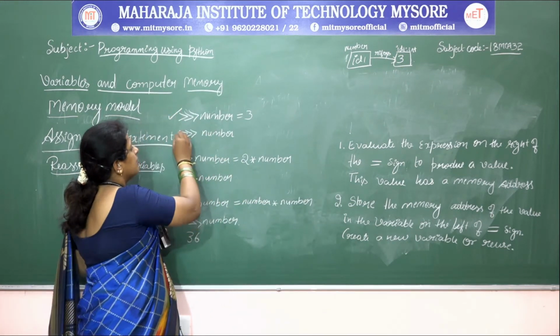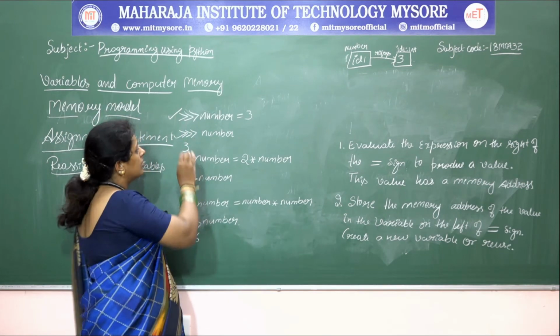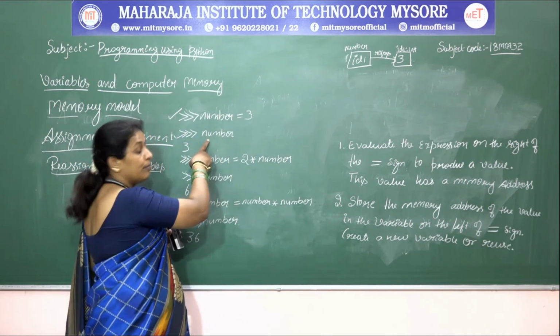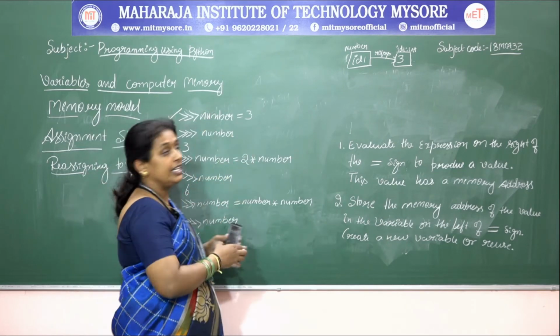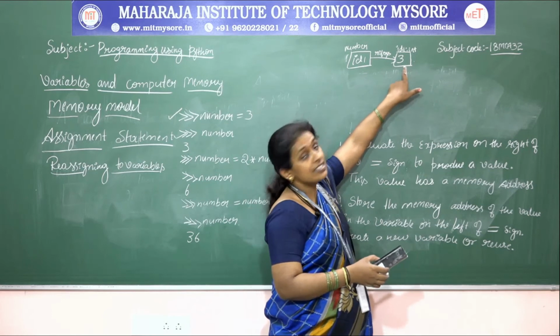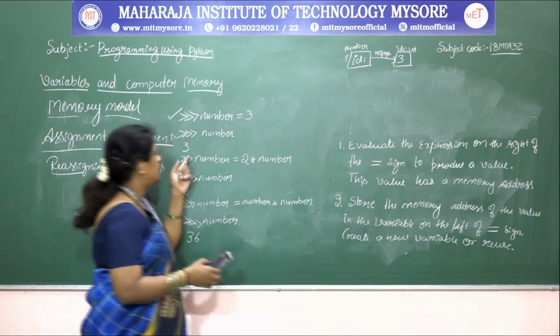So after that I am just displaying the content. So with respect to the present or current situation, the number contains the reference ID as IDE1, and this address contains the value as 3. So that will be displayed here.